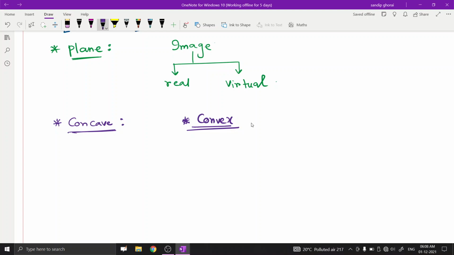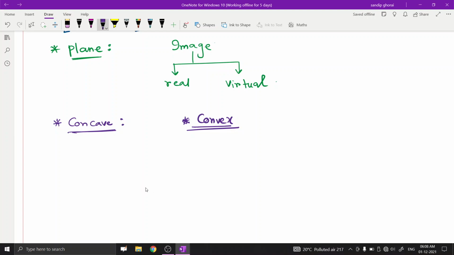Here we should also know about the uses of spherical mirrors. We already know the uses of convex and concave mirrors, so they are not described here. I do not describe them in this class.